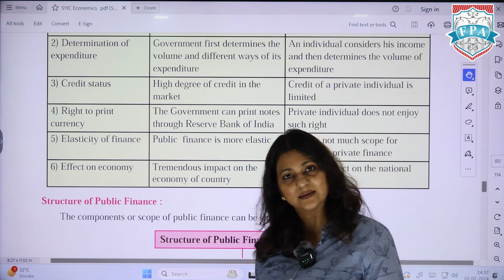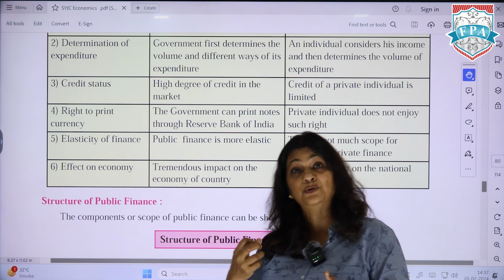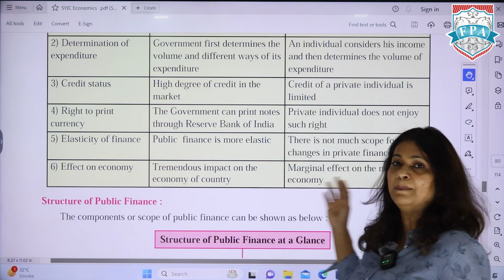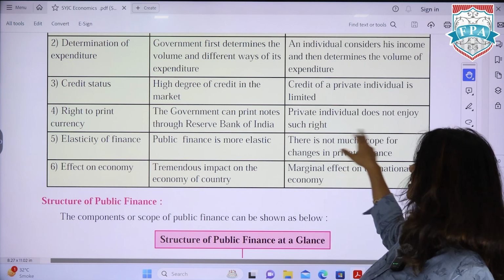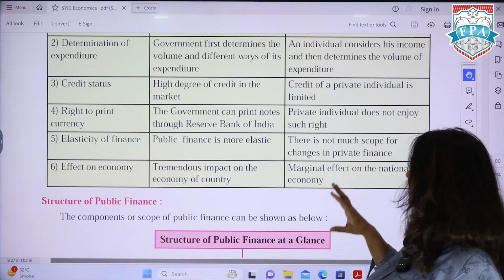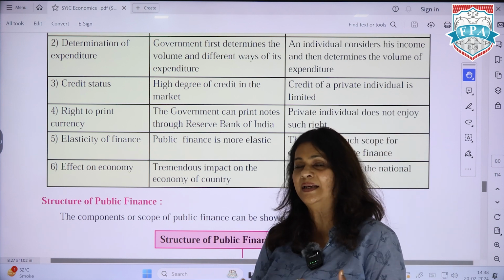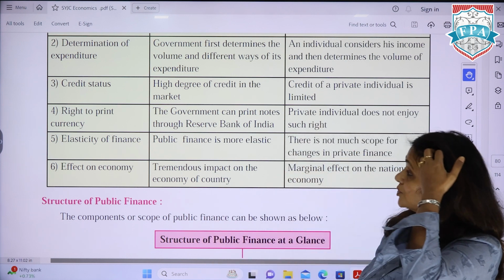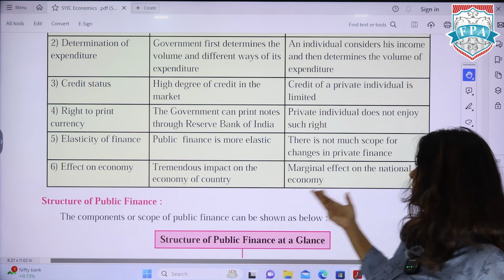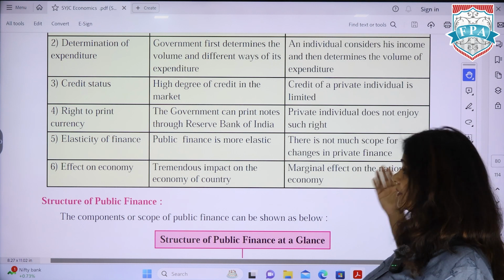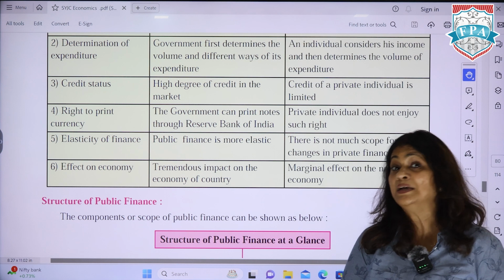Public finance is elastic. They can define means of raising money, or they can think of reducing expenditure. A private finance cannot be elastic. It does not enjoy any such flexibility. There is no scope for increasing their income, and it is not in their hands whether they get a promotion. And yes, public finance impacts the economy, but private finance has a marginal impact because it is the income or the finance of an individual which you are talking about.